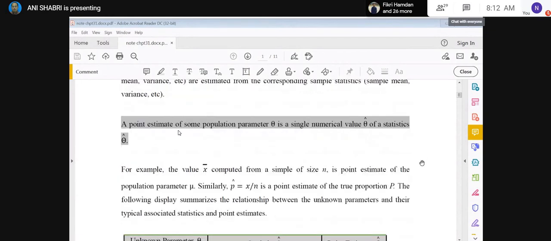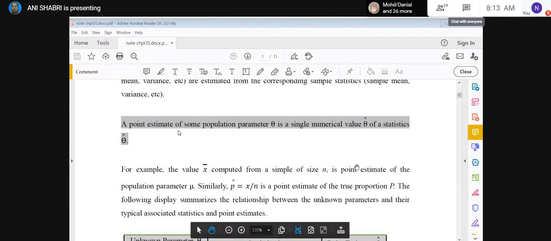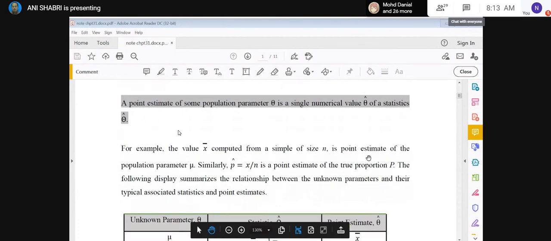A point estimate of some population parameter theta is a single numerical value theta hat of a statistic theta. For example, the value x bar computed from a sample of size n is a point estimate of the population parameter mu. Similarly, p hat equals x over n is a point estimate of the true proportion p. The following display summarizes the relationships between the unknown parameters and their typical associated statistic and point estimates.